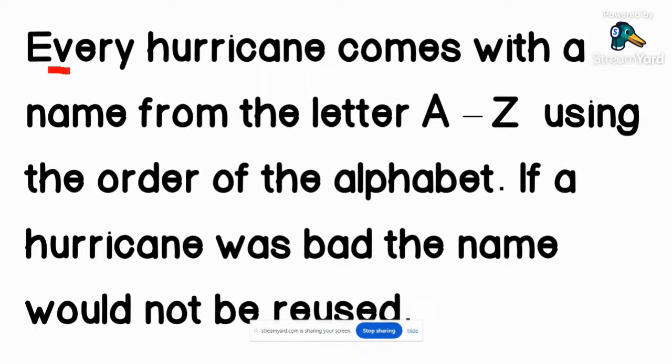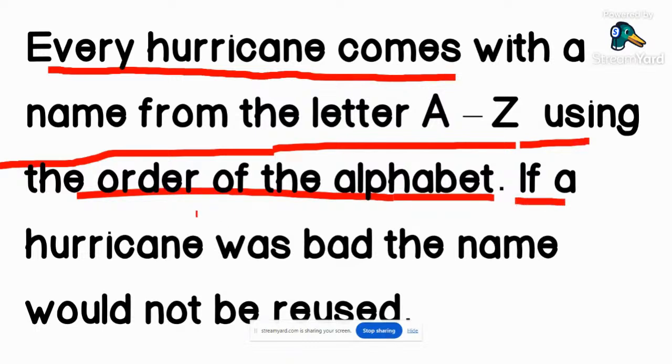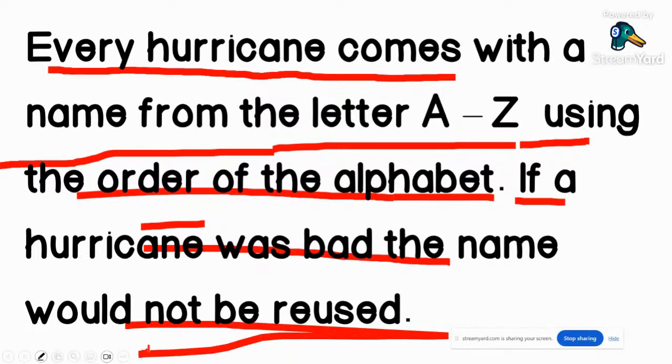Every hurricane comes with a name from the letter A to Z. Using the order of the alphabet, if a hurricane was bad, the name would not be used. Okay, and that was good.